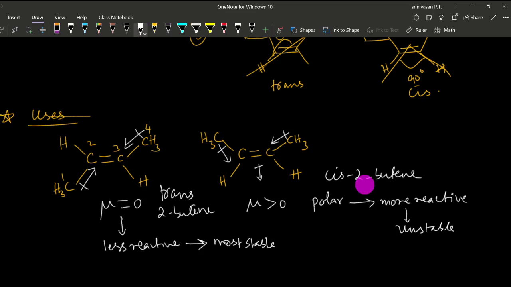So you may get a question in your school test: trans isomers are more stable than cis isomers. Why? Because the net dipole moment in the trans isomer will be 0, because it will have equal and opposite magnitude vectors. Whereas in the cis isomer, the magnitude will be the same, but the direction will be different. I suppose you know how to draw the parallelogram like this. So you have like this. Have you drawn it in maths? So how will the net dipole moment come if you draw it like this?